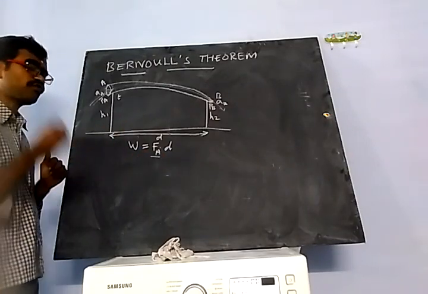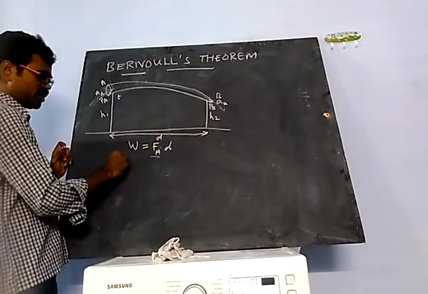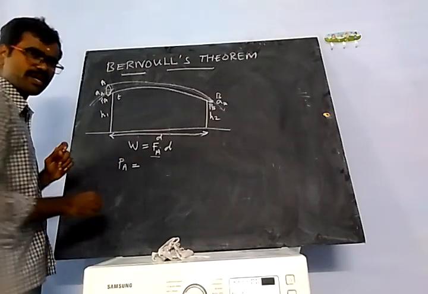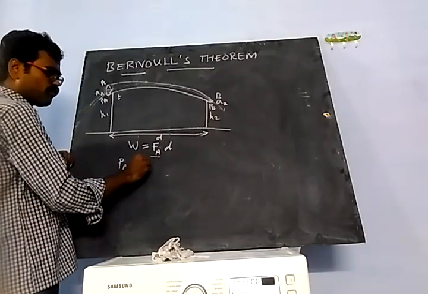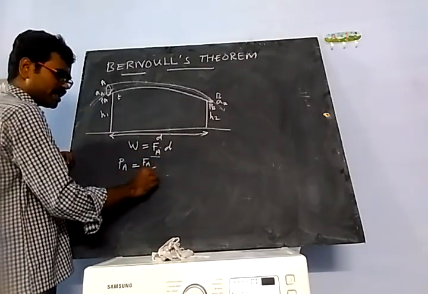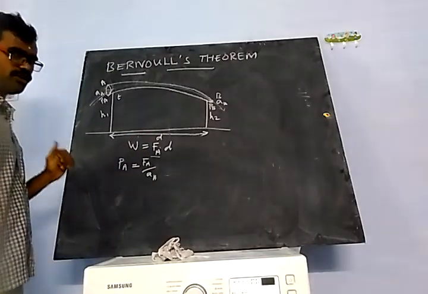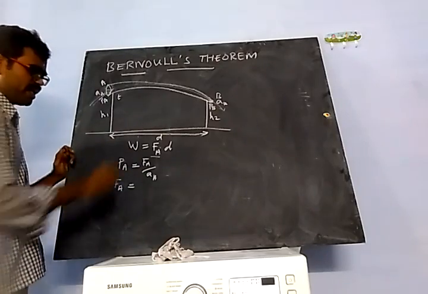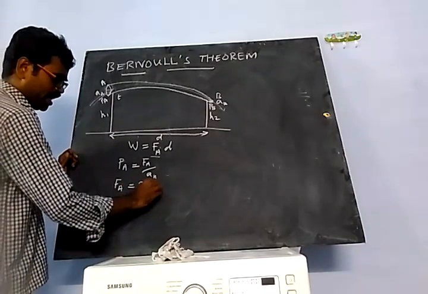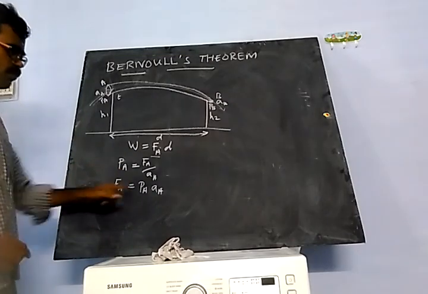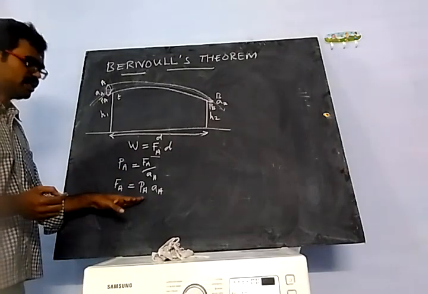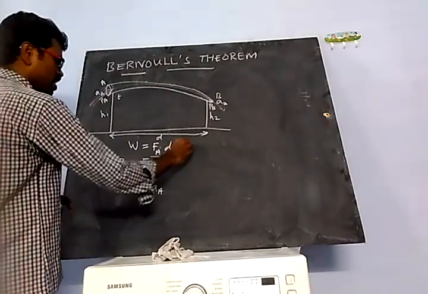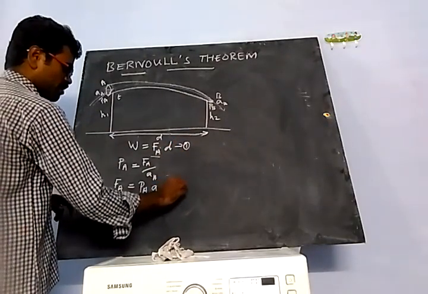So how do we find that force? You know the formula for pressure at the point A. Pressure is equal to force per unit area. Then force F_A is equal to P_A into A_A. Force equals pressure into area. Okay, do you understand? So this is equation number 1 and this is equation number 2.